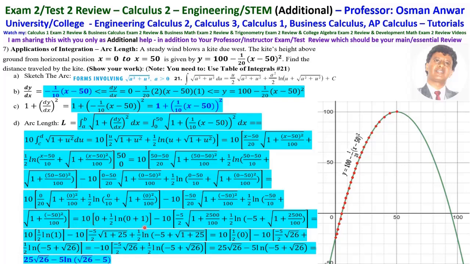When you do the rest of the arithmetic, this is detailed arithmetic, you will end up with the arc length is 25 square root of 6 minus 5 ln(square root of 26 minus 5), and that is the arc length, or the distance traveled by the kite from x equals 0 to x equals 50.